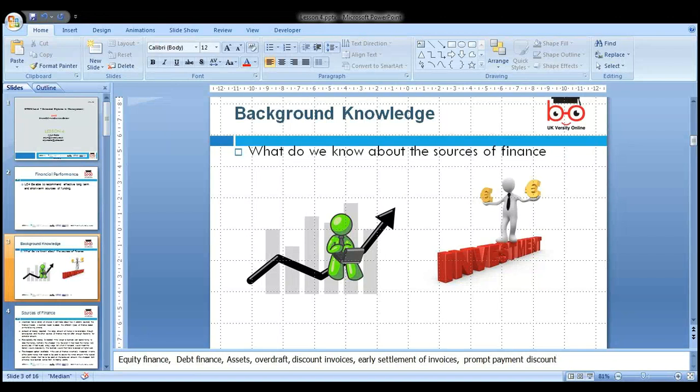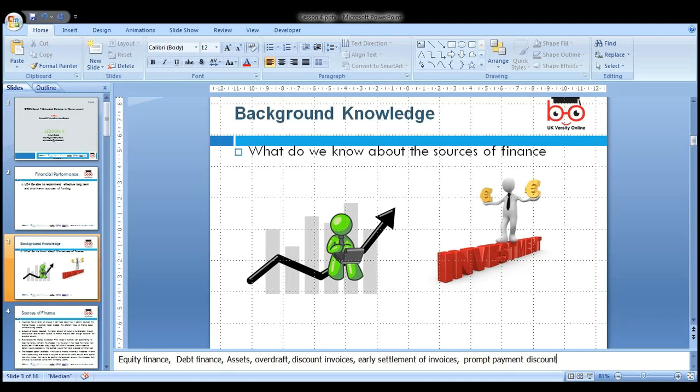Keeping in view these sources of finance, we have to make a decision. We can go for equity financing or debt financing, sell assets to raise finance, use our overdraft, or discount our invoices, meaning the money we're supposed to receive from our customers. We can give those invoices to the bank and raise some finance. With early settlement, we can tell the customer that if they pay early, we'll give them a prompt payment discount. But it will cost the business, and we always need to be very careful about what cost means.